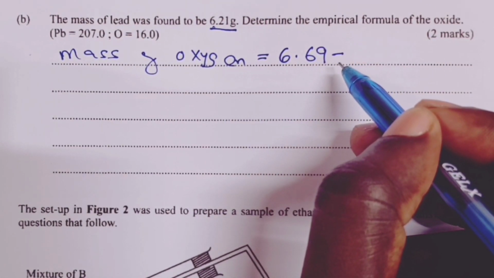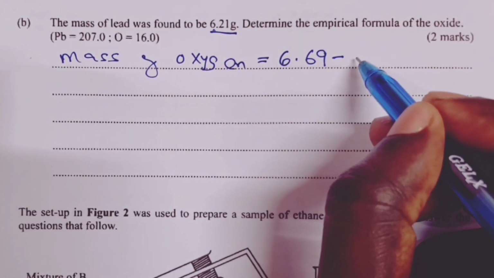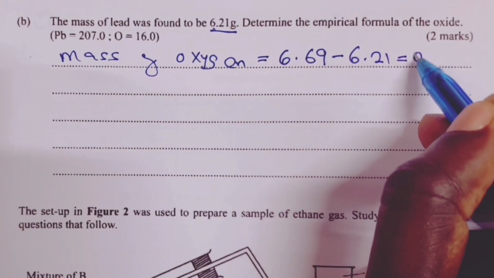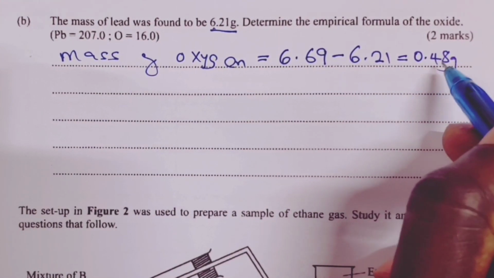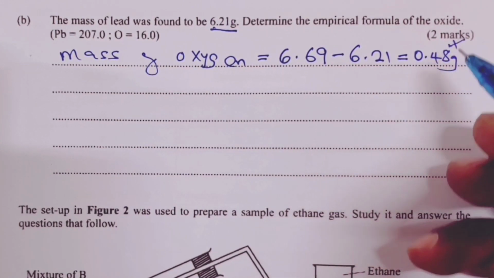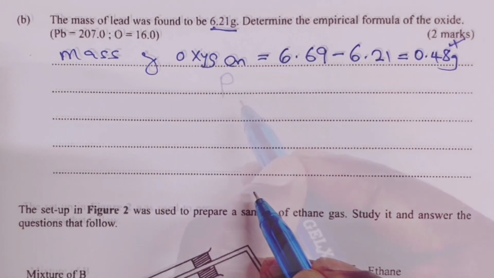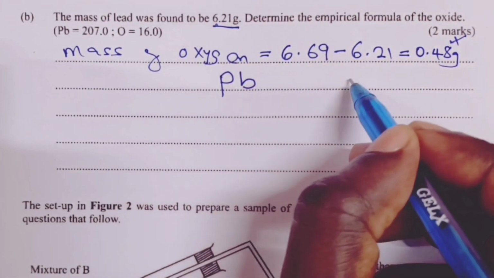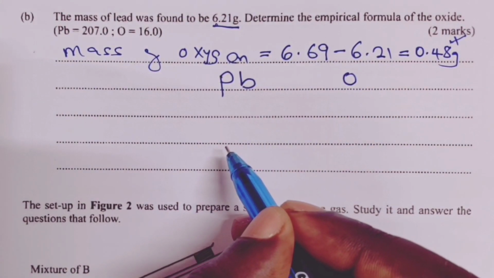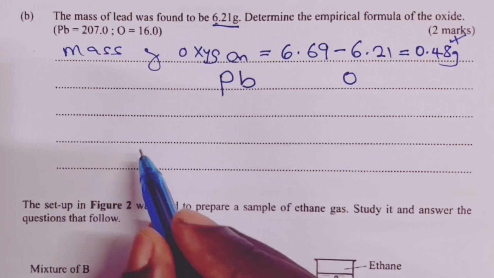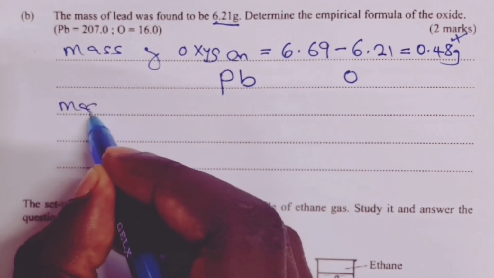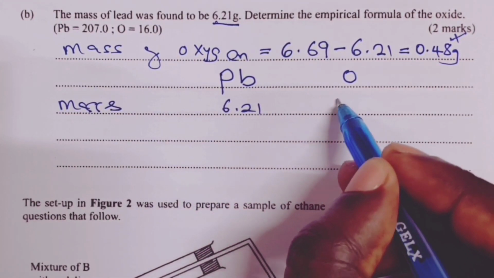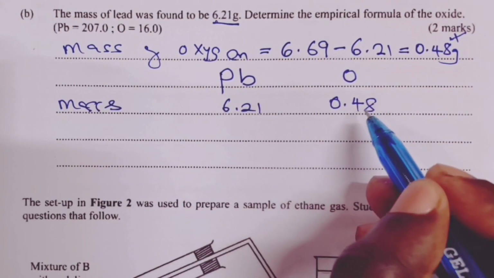Mass of the oxide was 6.69 grams and mass of lead, we are told, was 6.21 grams. So this would have given us mass of oxygen as 0.48 grams, and that would be the first marking point for half a mark. From here, we would then prepare a table of elements that were present in our compound. So we had lead and oxygen. We would go for the masses. Lead, we are told, was 6.21 grams, and oxygen we've just found 0.48 grams.